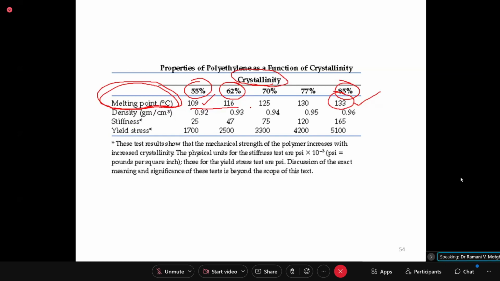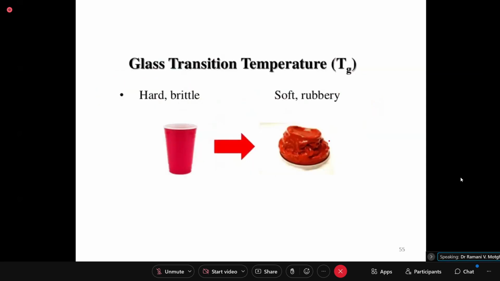So the most important part is here, and you see that the density from 0.92 to 0.96 it has gained. Stiffness 25. It was so soft and flexible that you could fold the polythene bag. Now it has become 165. Okay, yield stress from 1700 it went to 5100.